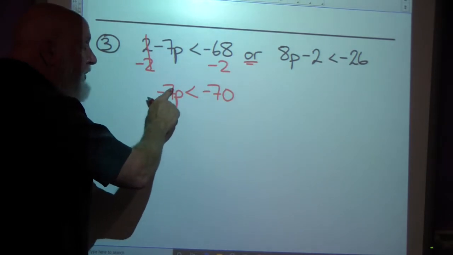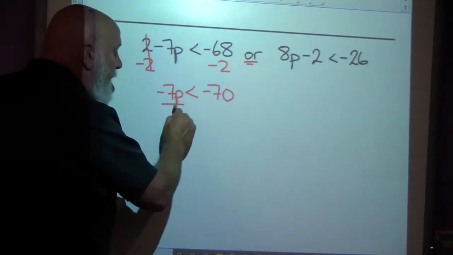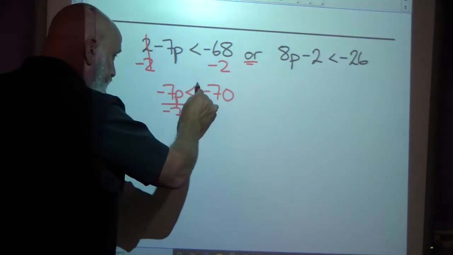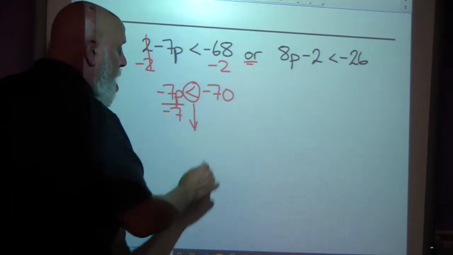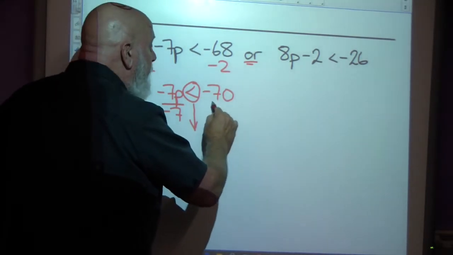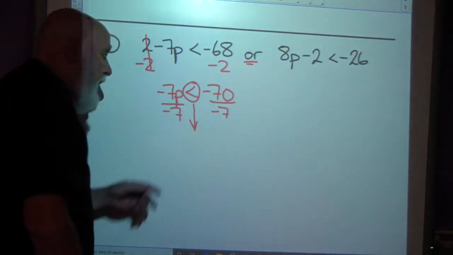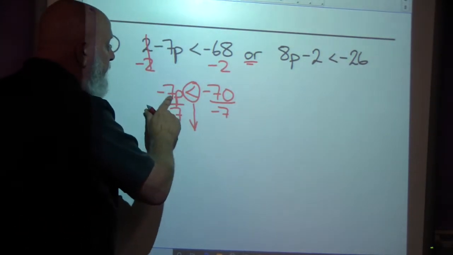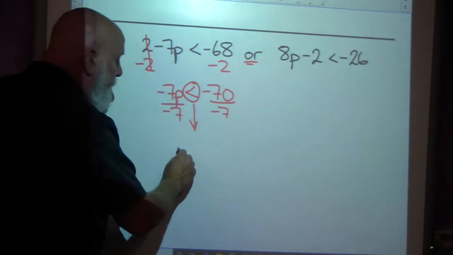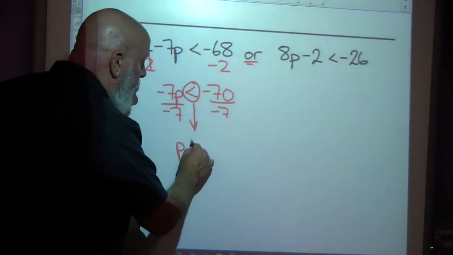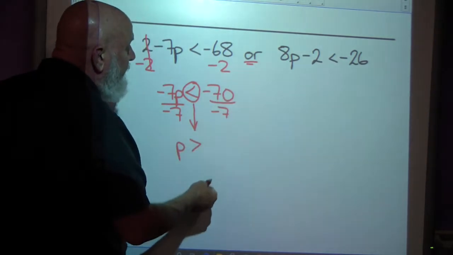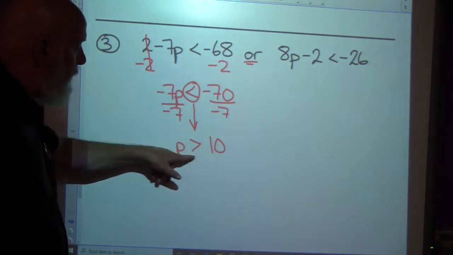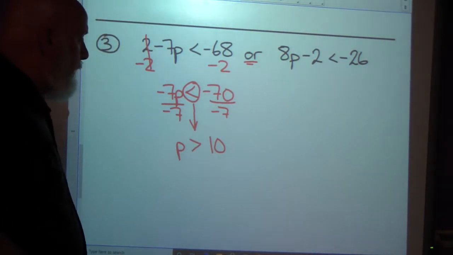Now I divide by -7 to get this p by itself. I divide by -7, that's -7 times p. That will change the direction of my inequality when I rewrite this. I've got to also divide this side by -7. Whatever you do to one side of an inequality, you must do to the other side. When I rewrite this, -7 divided by -7 is 1. 1 times p is p. The direction of my inequality changes. 70 divided by 7 is 10. Negative divided by negative is positive. So here's part of my solution. All values bigger than 10.